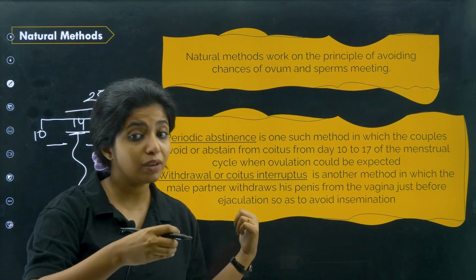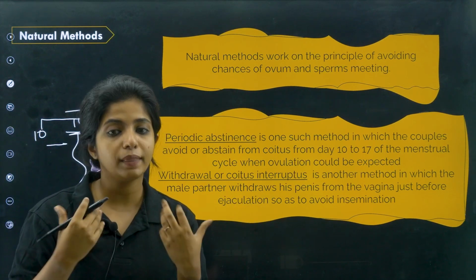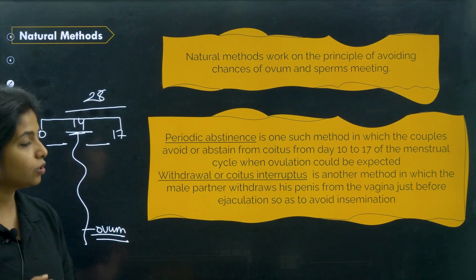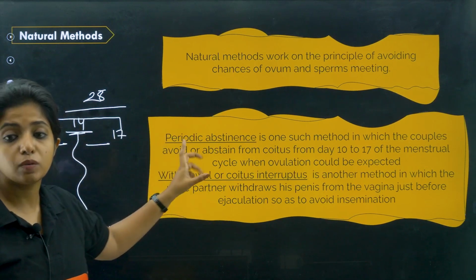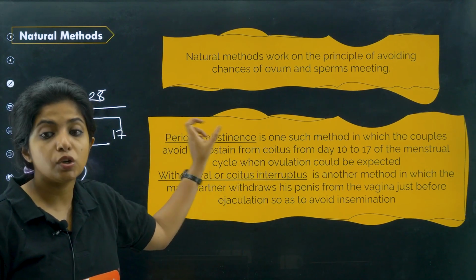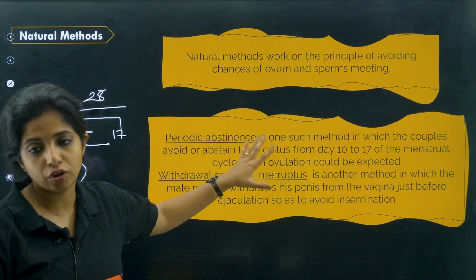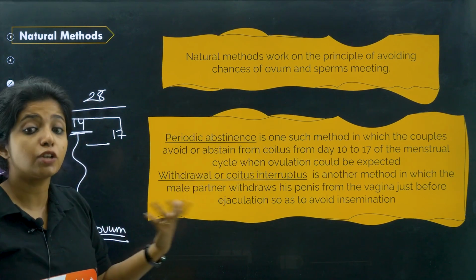If sperm is also there, then ovum and the sperm will fuse to form the zygote. So there's a risky period. It is known as fertile period. So do not have sexual contact during this period, and this is known as periodic abstinence. During this period, you are absent, or basically there is no sexual contact happening. This is a natural method.